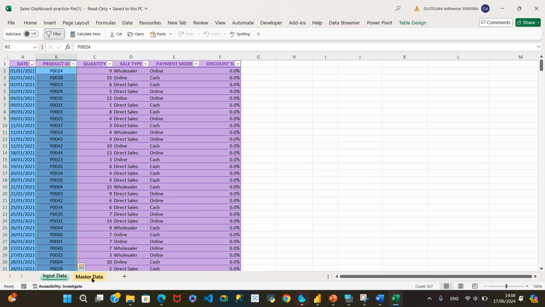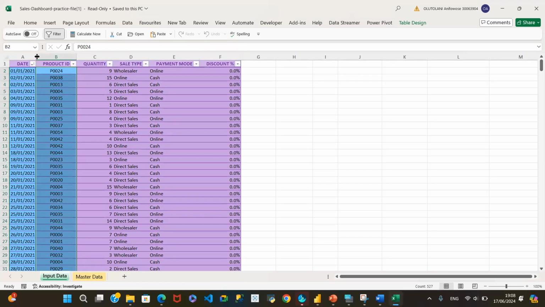I think product ID is the fact table, and date as well as quantity, because they are numeric, while sales type and payment mode is the dimension table.